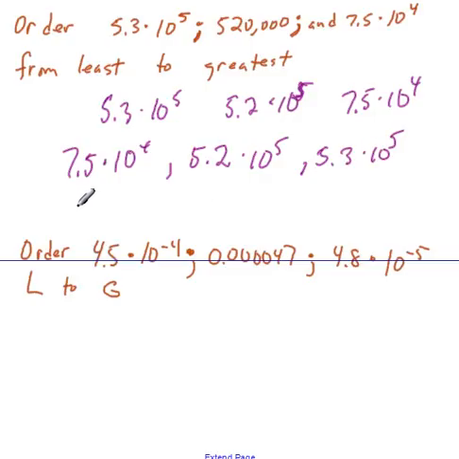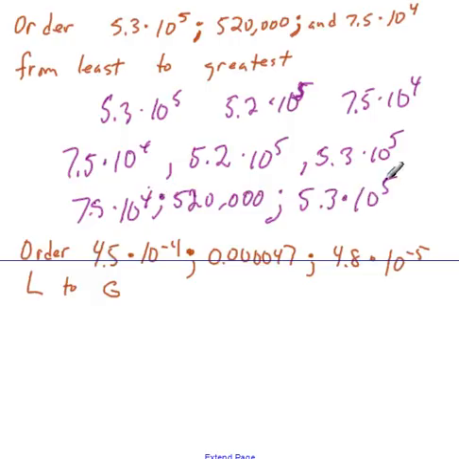So if I want to work with the original numbers, I'd say this one, then say 520,000. I'm sorry, that was the 520,000, this one over here. No, that's this one over here. That's the 7.5 times 10 to the 4th. All right, then I'd want to have the 520,000. That's this one, just because I'm writing them in the original, so I use semicolons here. And then 5.3 times 10 to the 5th. That would be least to greatest.